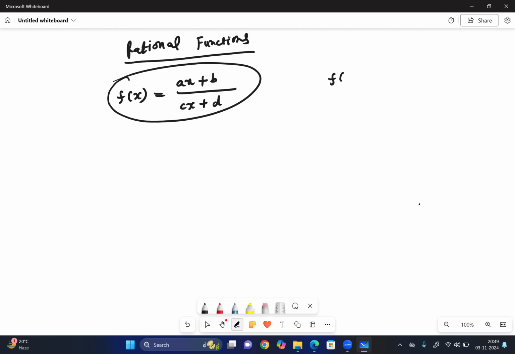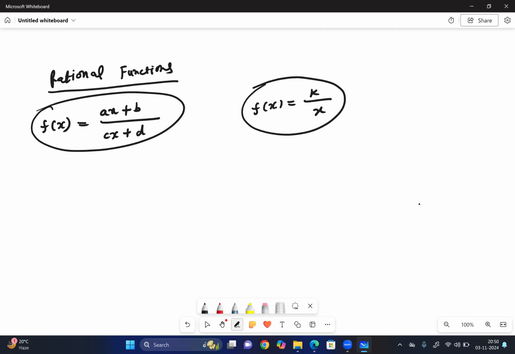And if we have the variable only in the denominator, something like k upon x, then we call these types of functions what? Reciprocal. Why reciprocal? Like k upon x as in f k. Yeah, k is a constant here. Okay, as x is a variable.